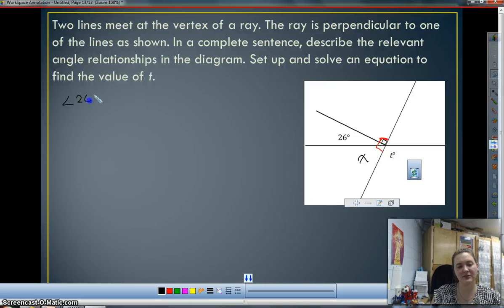Angle of 26 degrees and angle of X degrees are complementary angles. We see a nice straight line, which means the angle of T degrees and of X degrees are supplementary.